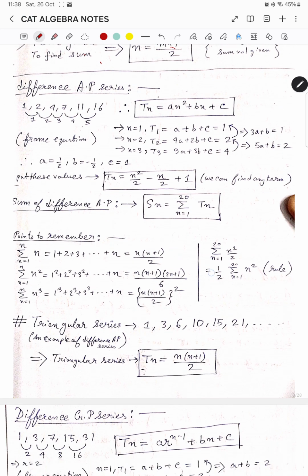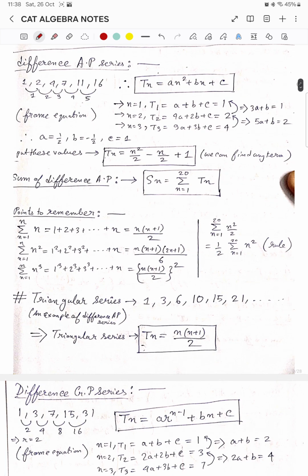And the next concept was the difference AP series. The difference AP series was a bit of a tricky concept. Like 1, 2, 4 will not be in AP. When you find the difference between any two terms and put them in that order, it will be in AP. 1, 2, 3, 4, 5, this was in AP, not the original series. So the difference AP series will always be in the form Tn equals an square plus bn plus c.